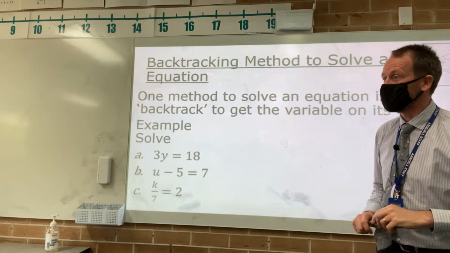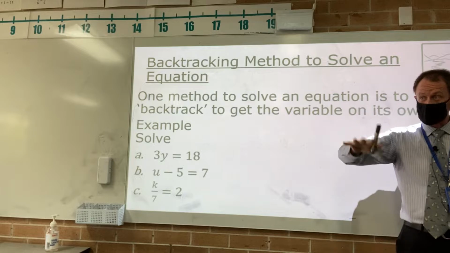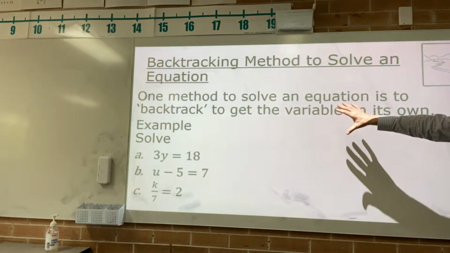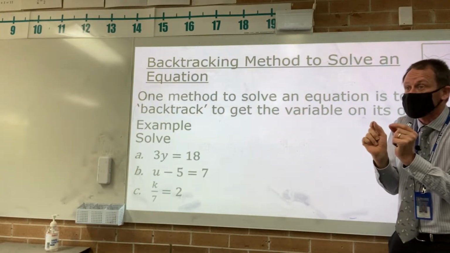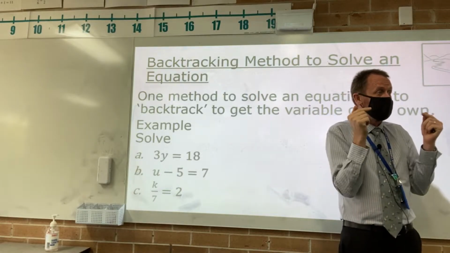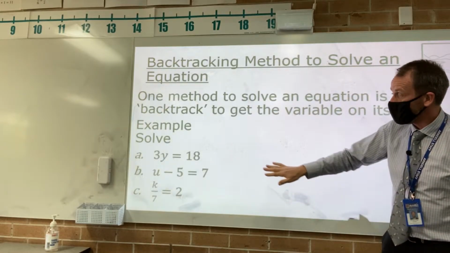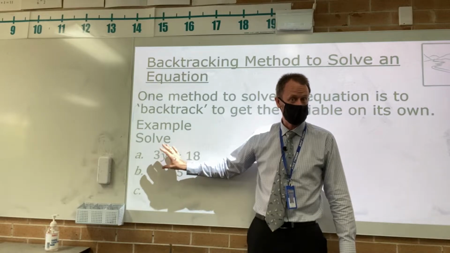All right, so Year 7, last lesson, we used the balancing method to work out how to solve an equation. Today I want to cover this backtracking method. I actually think the two are quite similar. But there's one little line I want you thinking about as you do these questions. And it is, what is the last thing that's been done to the left-hand side?